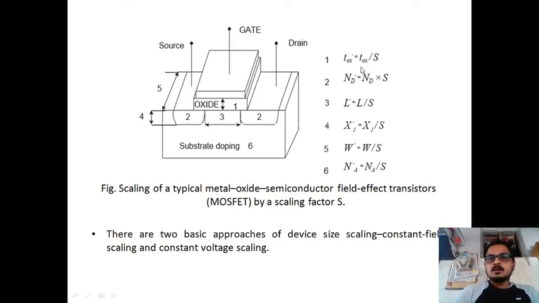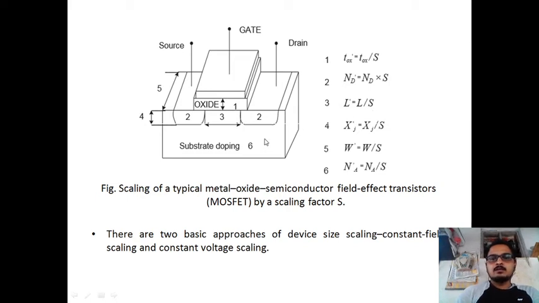Remember one thing, if any term is scaled, that is divided by S. If any term is not scaled, that is multiplied by S, means multiplied by scaling factor. Remember that thing. Okay, see the third one, that is L. That is the channel length. L is scaled by a factor S, that is L by S.